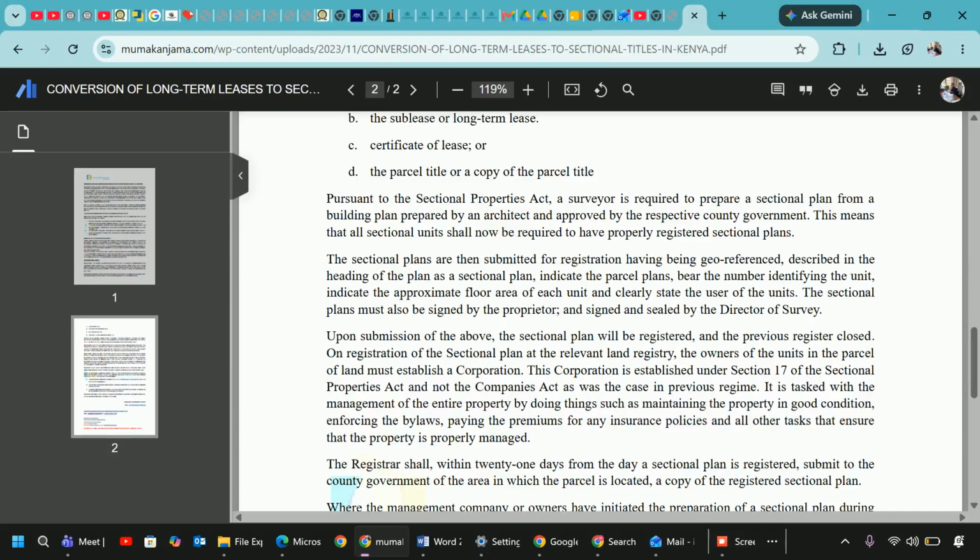Okay. So after the sectional plan has been registered and the previous register closed, the owners of the units in the parcel must establish a corporation. And among the tasks of this corporation is maintenance of the property in good condition, enforcing bylaws, payment of premiums, etc.